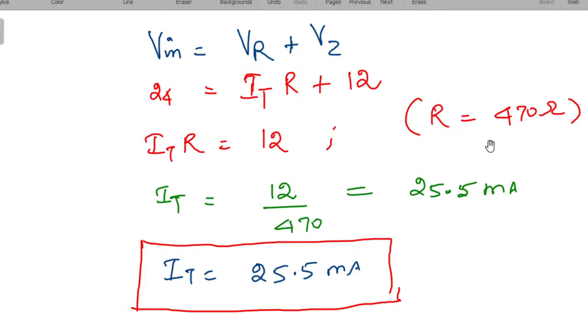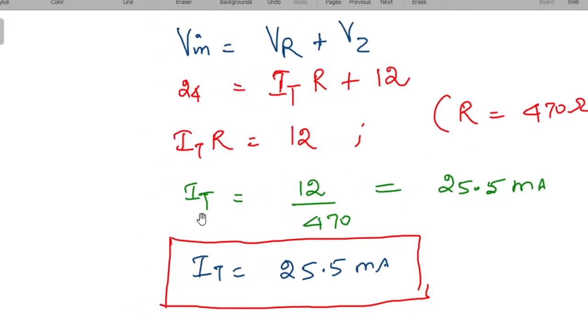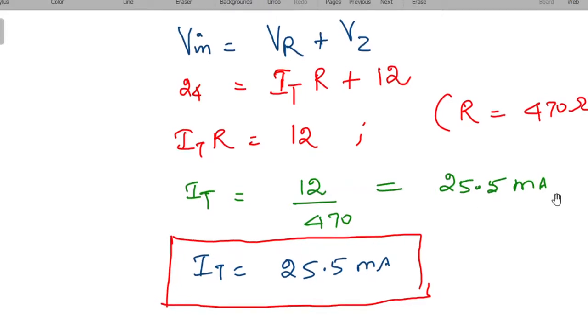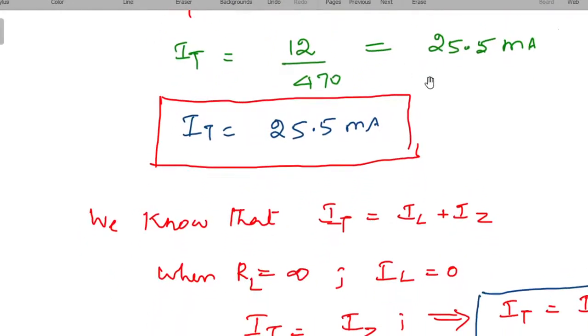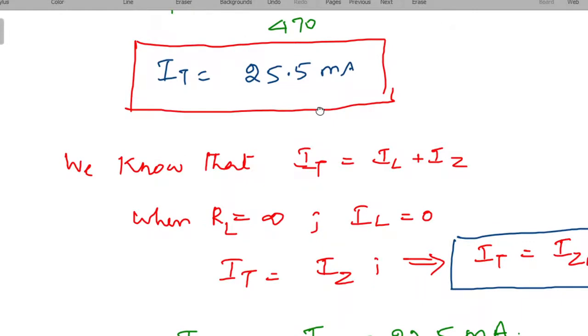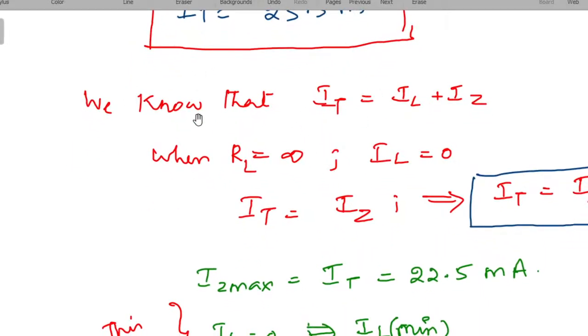And R value is given in the problem itself as 470. So we can find out IT equal to 12 by 470, which is equal to 25.5 milliamps. So IT equal to 25.5 milliamps, the total current. So it is within the range of 50 milliamps, that is the maximum Zener current, right? So we know that it is regulating. That's what we can understand.